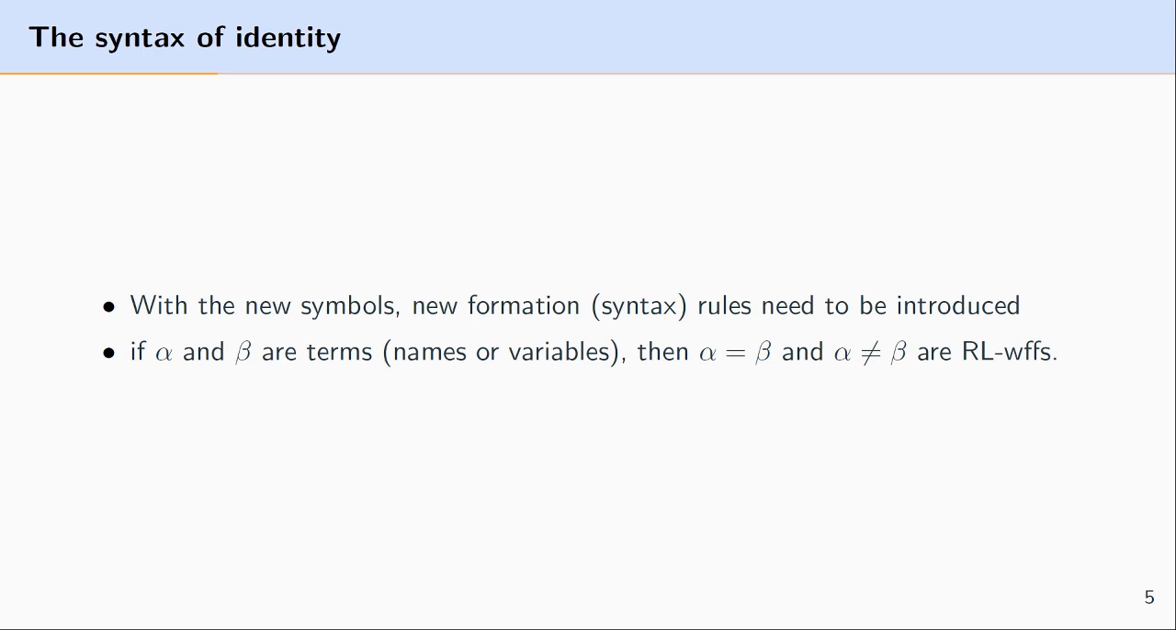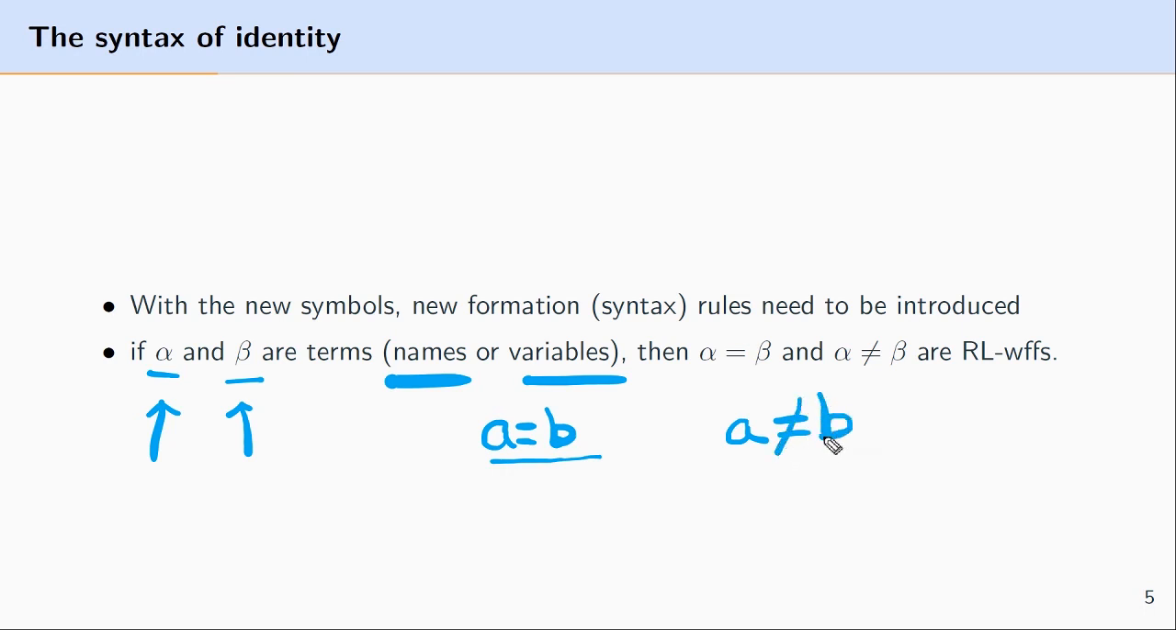So we have our formation rule, which says that if we have two terms, alpha and beta, and these are just any kind of term that we want, so they could be names or they could be variables, then we can take the first term and the second term and place the equal sign in between them, and the resulting formula will be a well-formed formula. Or we could take those two terms, alpha and beta, and put the non-equal sign between them, and the resulting formula will be a well-formed formula. So this is just a formation rule for creating well-formed formulas that make use of these particular symbols.